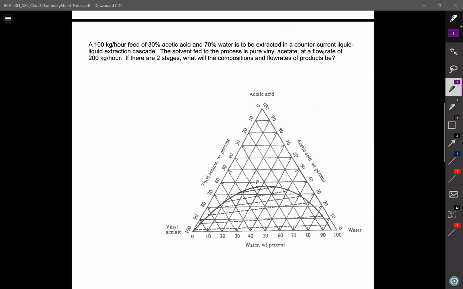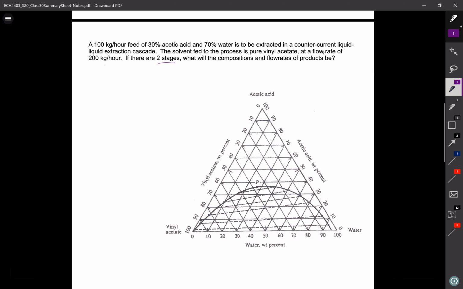All right, here's another type of problem. It's very similar, but very subtly different. Starts out with 100 kilograms per hour feed, 30% acetic acid, 70% water, countercurrent liquid-liquid extraction. The solvent is at a flow rate of 200 kilograms per hour again. But now the question is, if there are two stages, what will the compositions and flow rates of the products be?